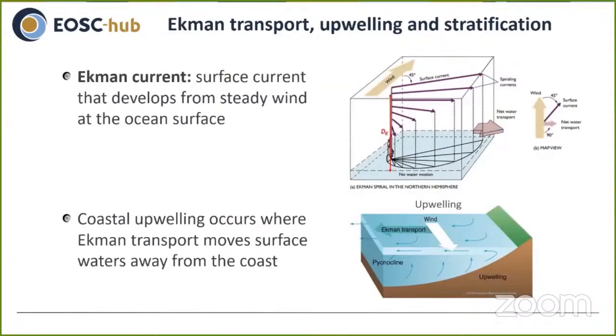The last example is about Ekman transport, upwelling and stratification. The Ekman current is a surface current that develops from steady wind at the ocean surface. This current develops at an angle of 45 degrees from the wind at the surface and forms a spiral in the water column, as you can see in the figure. Coastal upwelling occurs when the Ekman transport moves surface waters away from the coast, as you can see in the bottom figure.